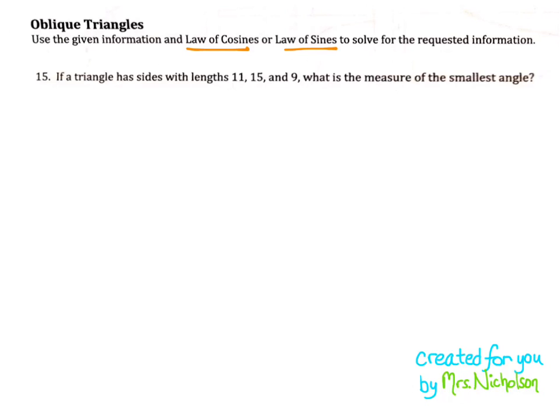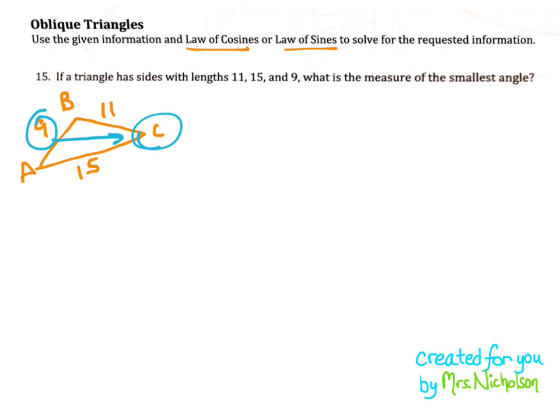On this first one, if a triangle has sides with lengths 11, 15, and 9, what is the measure of the smallest angle? So I'm going to draw a quick sketch of a triangle. 9, 11, 15, A, B, C. All right, and so how I drew this triangle, my smallest angle is going to be angle C, because the smallest angle is always going to be across from the smallest side. So angle C is my smallest angle.